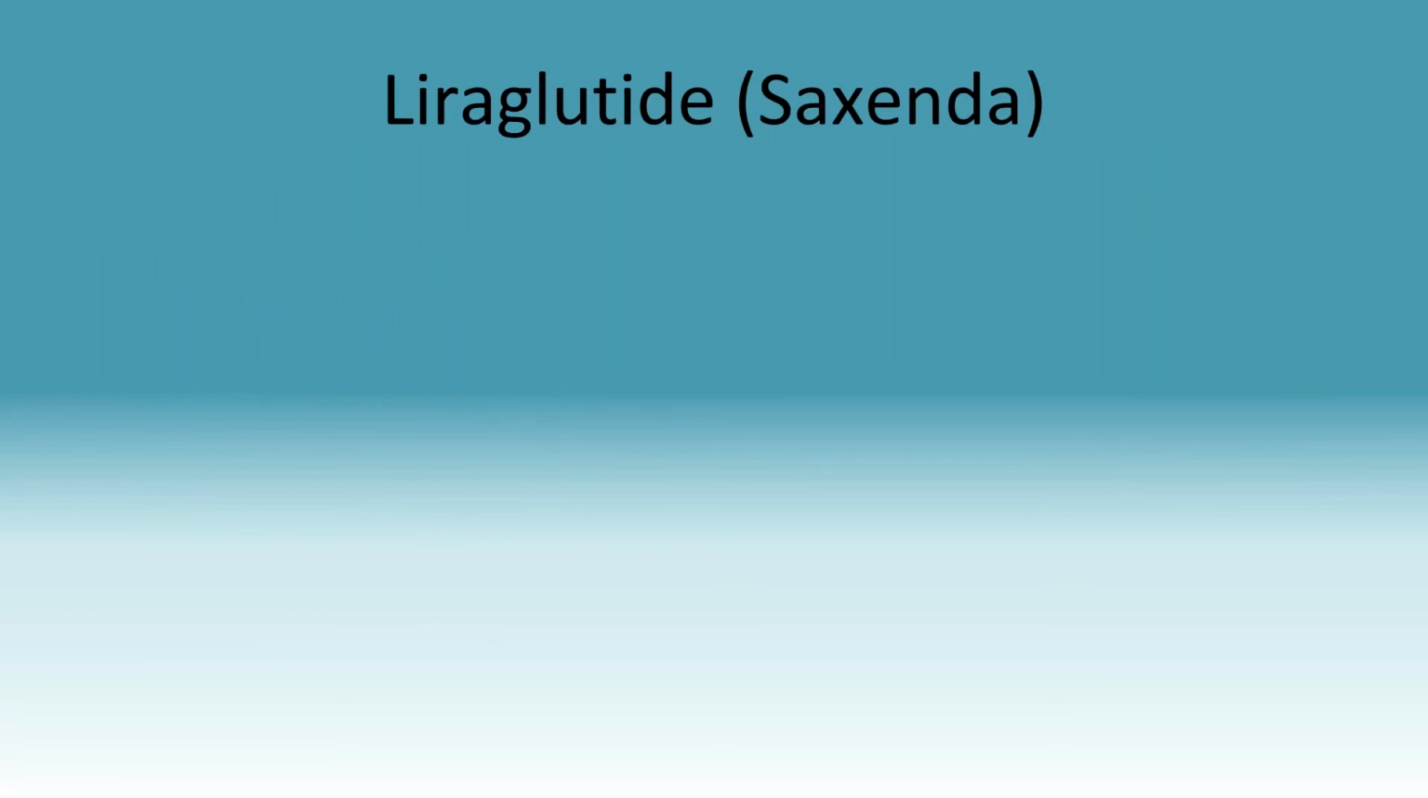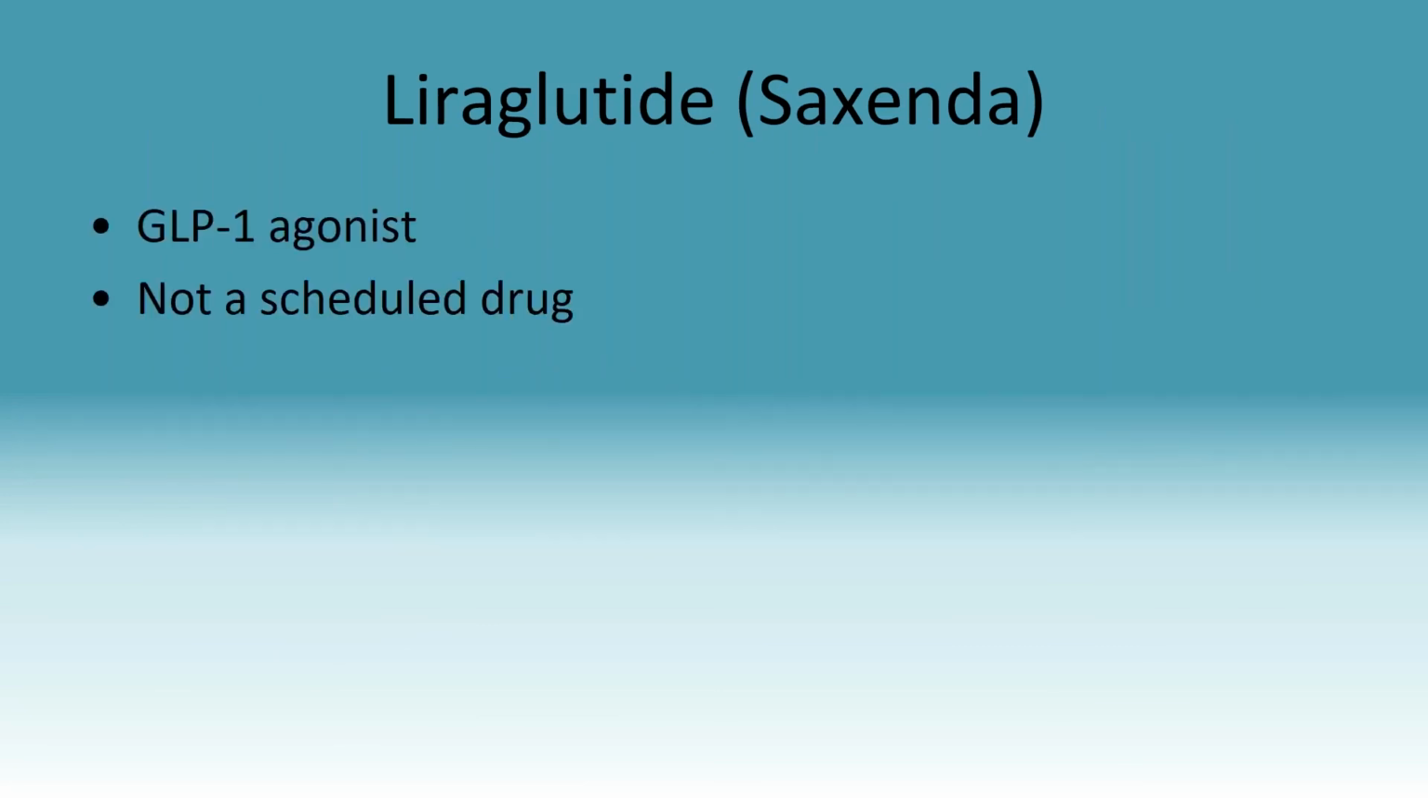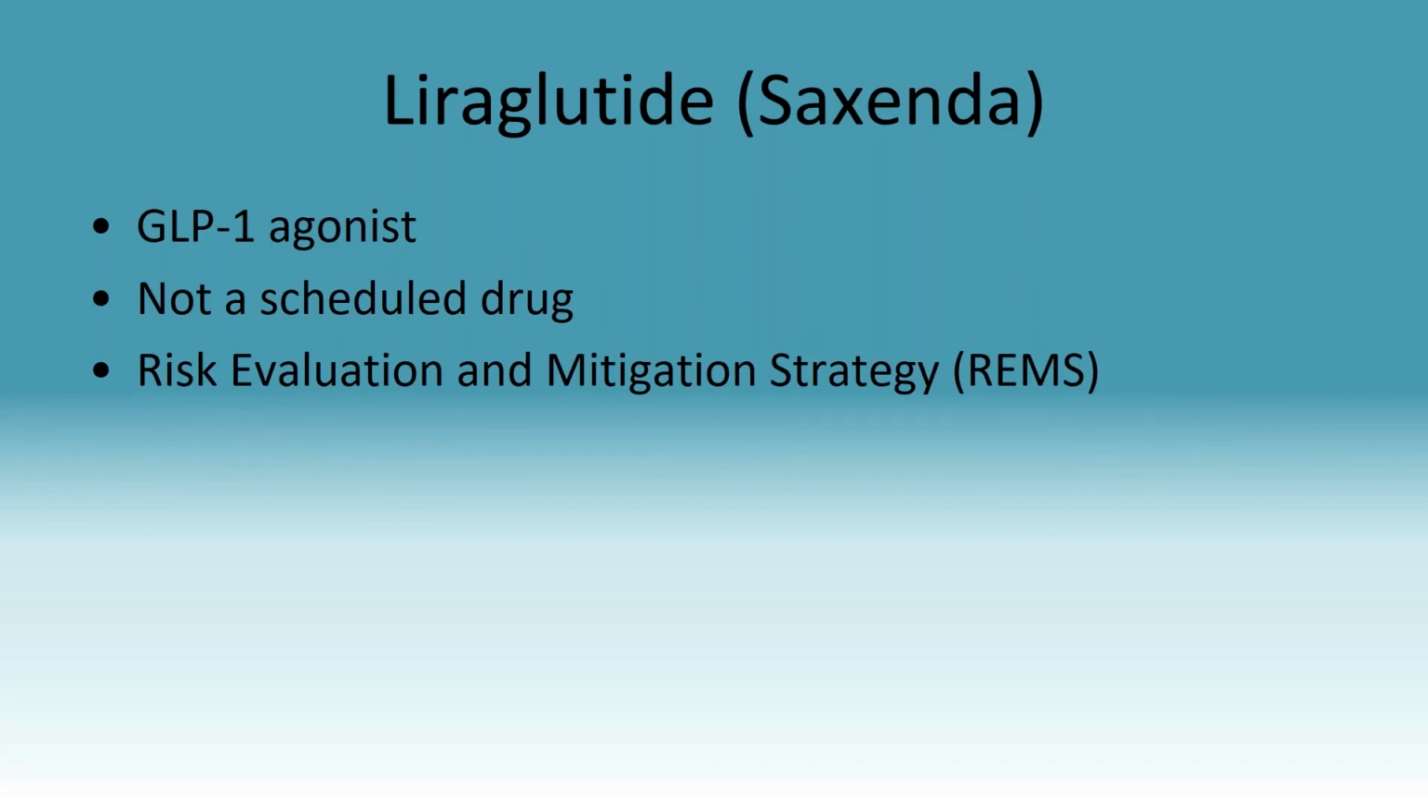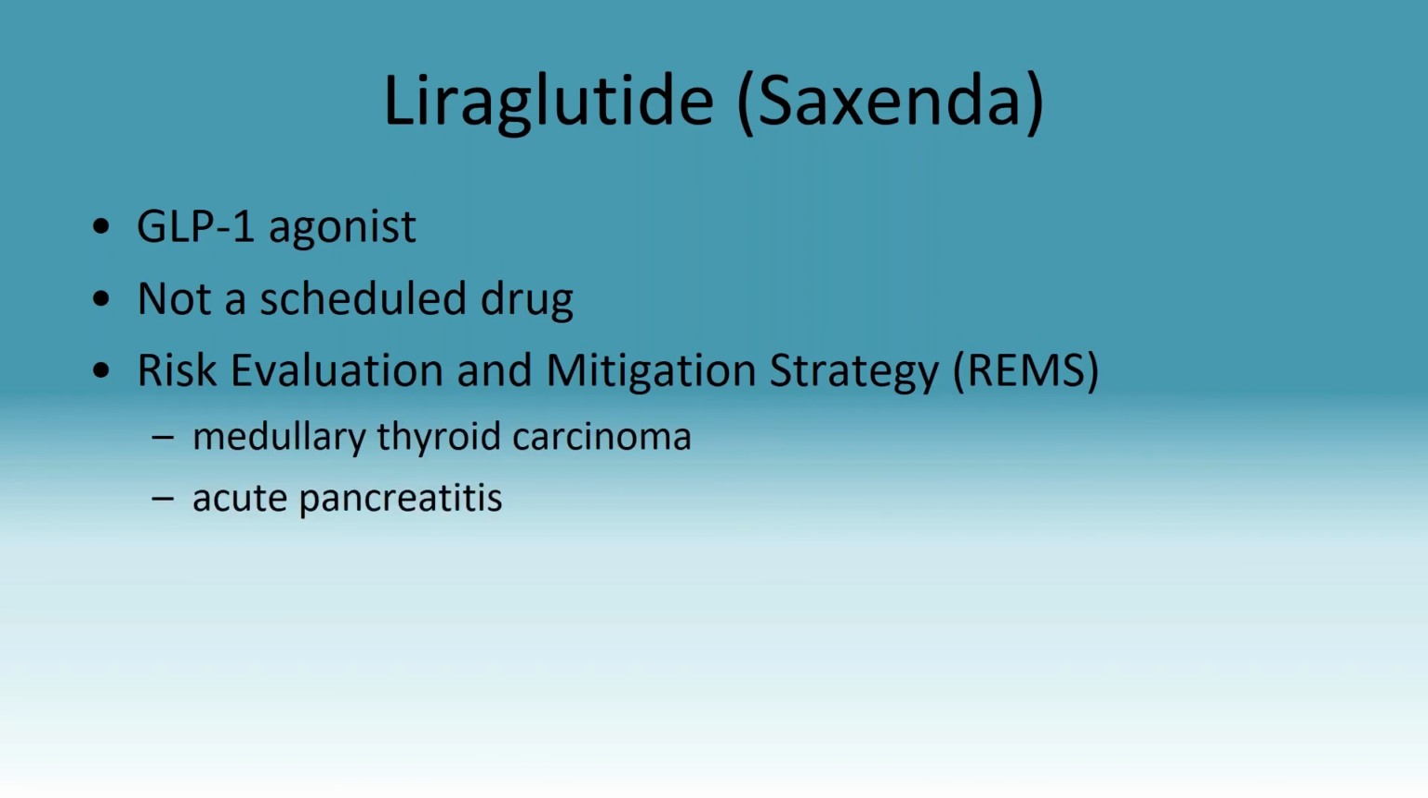Liraglutide, which Dr. Sullivan was alluding to earlier, is marketed as Saxenda for weight loss, and it's a GLP-1 agonist. This is not a scheduled drug, just like Contrave, but it is in the REMS for medullary thyroid carcinoma and acute pancreatitis, meaning that if you prescribe this medication, you will receive a letter from the manufacturer explaining the risk of these two.